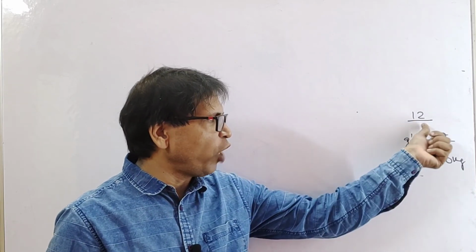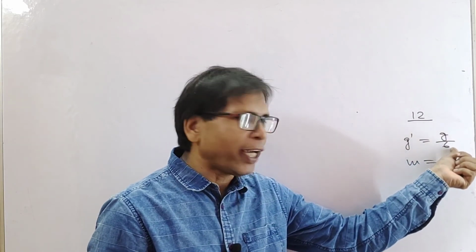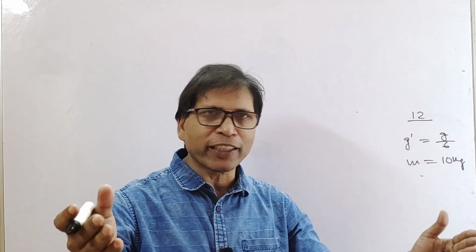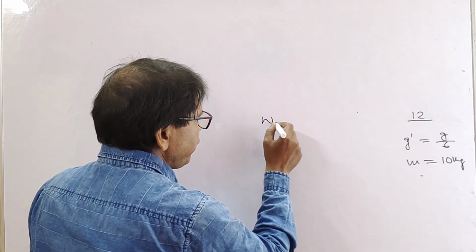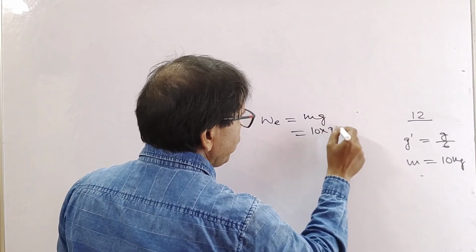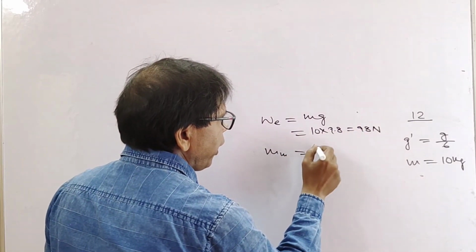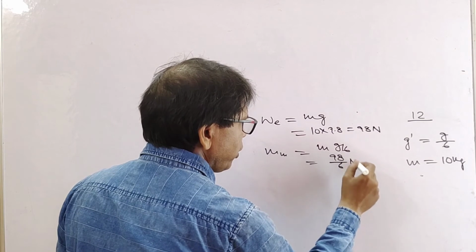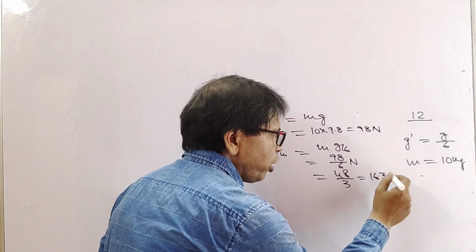Now look at this, NCERT numerical 12. The acceleration due to gravity on the moon's surface is 1/6 of the acceleration due to gravity on the earth's surface. Find the weight of a 10 kg object on the earth's surface and on the moon's surface. Now weight on the earth's surface, this is WE, so this is m into g, so 10 into 9.8, so this is 98 Newton. Okay, now on the moon's surface, this is m into g by 6, so this is 98 by 6 Newton. This is 49 by 3, so this is 16.3 Newton.